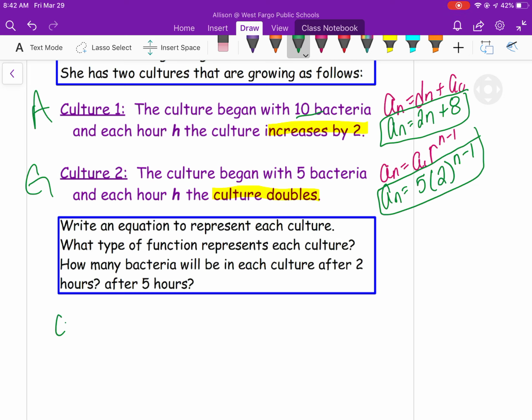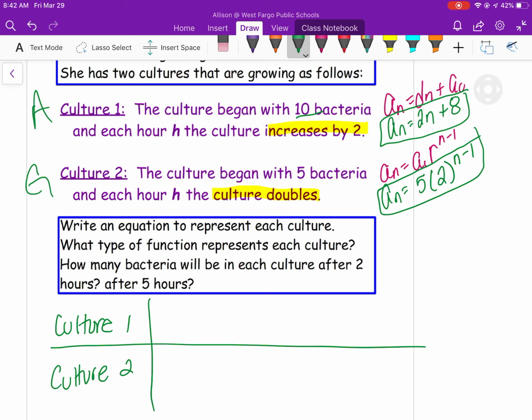So we have culture 1, and we have culture 2. They want to know how many bacteria will be in the cultures after 2 hours, and then how many will be in there after 5 hours. So they want to know when n equals 2 and when n equals 5, compare the two. So in culture 1, if I plug in 5 for n, we're going to have 2 times 5 plus 8. So that's going to be 10 plus 8.